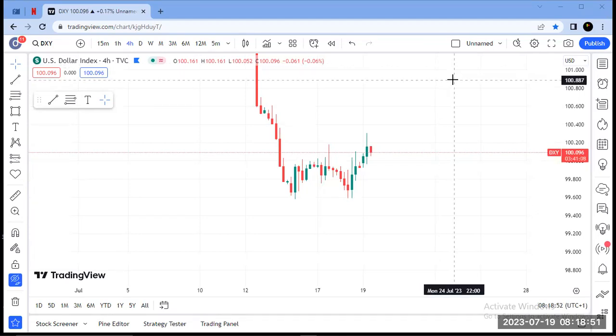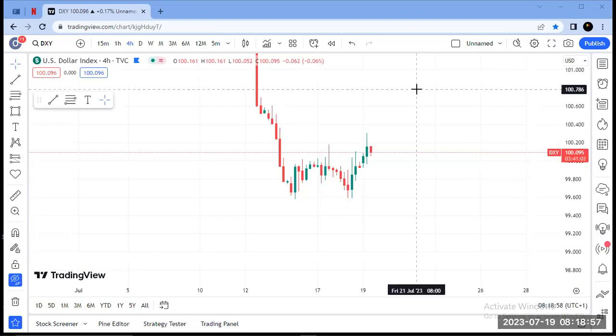So I believe that is most important, than to just give you: you buy here, you sell here at this point. So this is the dollar index.